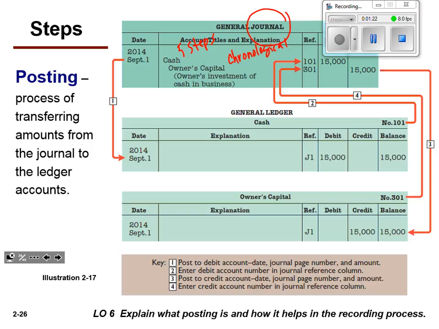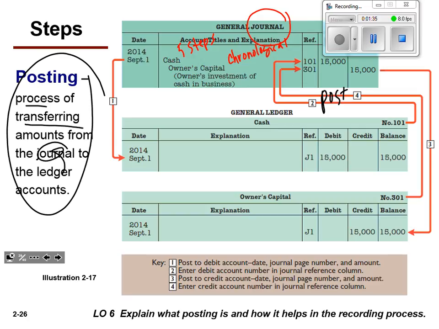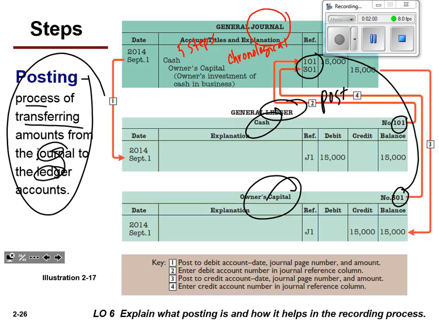Then I'm going to switch pen colors here. We post. Posting, again, the definition is here, the process of transferring from the journal to the ledger. So line by line, we'd find cash and bring that to the cash ledger. We'd find owner's capital, bring that to the owner's capital ledger. Last thing we do is we take our account numbers and bring those back to the journal.